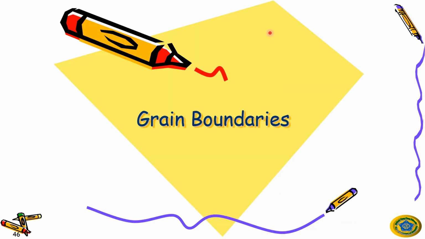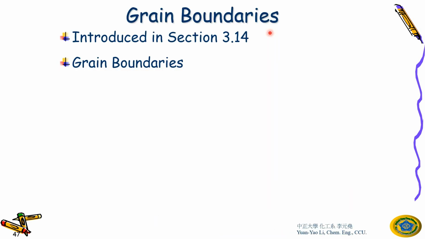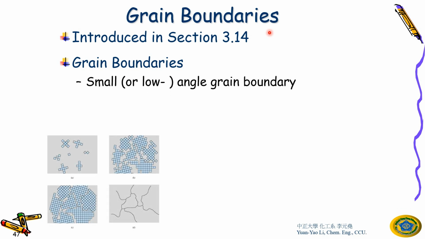So first of all, let's take a look at the grain boundaries. We have learned grain boundaries before. The grain boundary is inside the polycrystal, where many small single crystals get together, and the edge of the single crystal will be called the grain boundary, right? So as you can see, this is a small angle grain boundary. This is the grain, right? Grain and grain boundaries here.